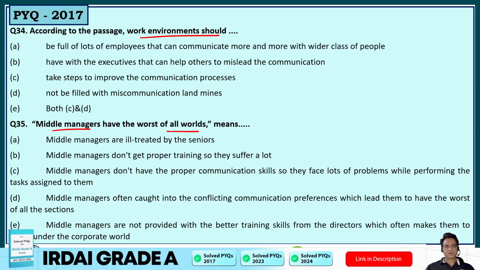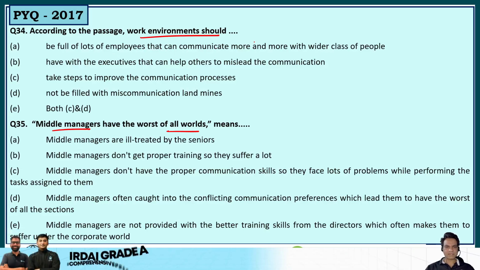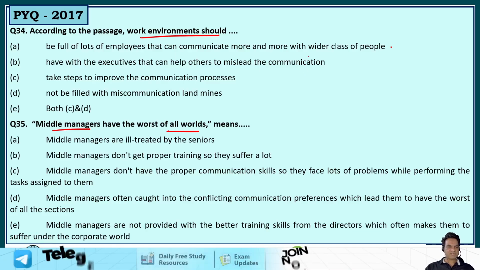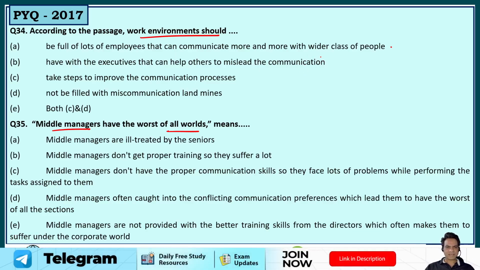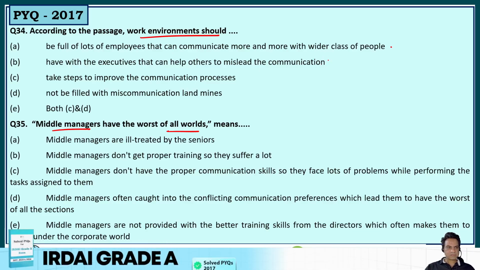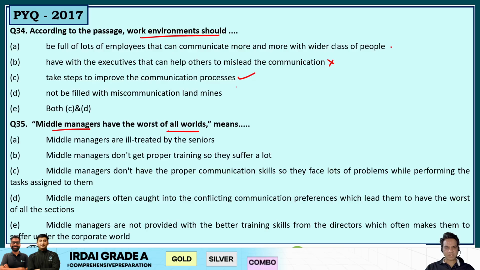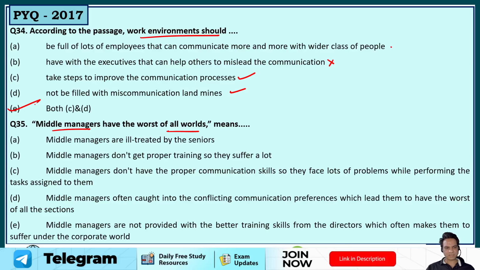Next, guys, 34. According to the passage, work environments should be full of lots of employees that can communicate more and more with a wider class of people? Have with the executives that can help others to mislead the communication? No. Take steps to improve communication processes? Yes. Not be filled with miscommunication landmines? Yes. So C and D both are correct. So option E is the correct answer, guys. Both C and D were correctly mentioned in the passage.